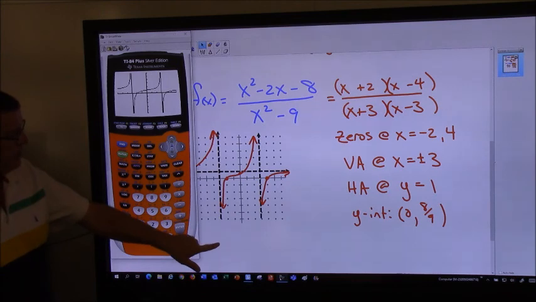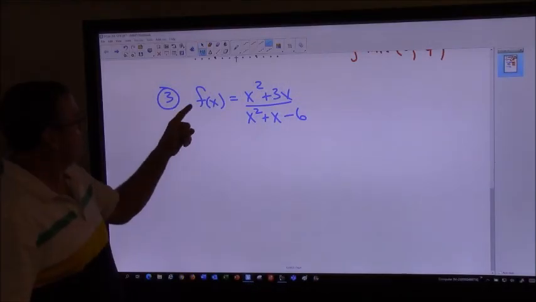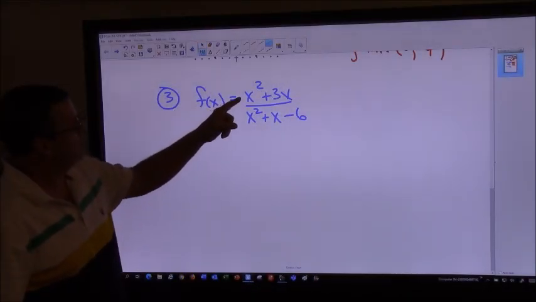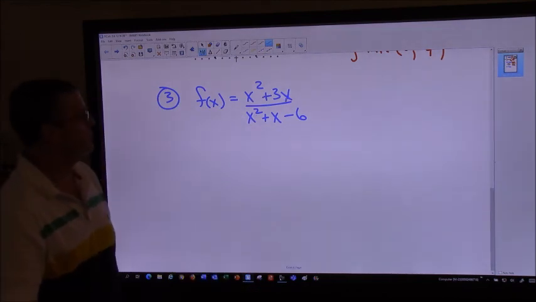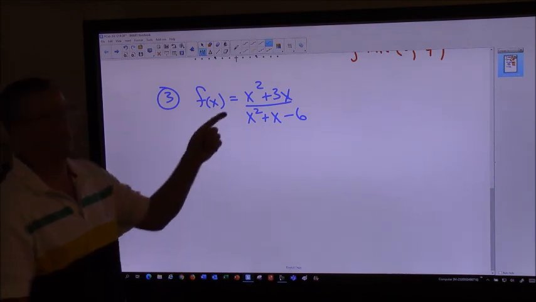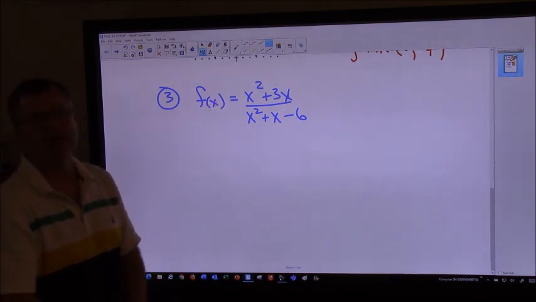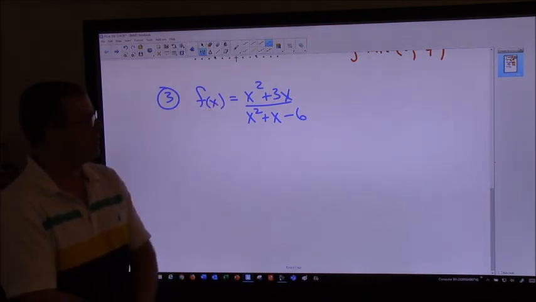All right, let's try another one. This time we've got f of x equals x squared plus 3x over x squared plus x minus 6. I want you guys to go ahead and graph this rational function the same way we did the last one.